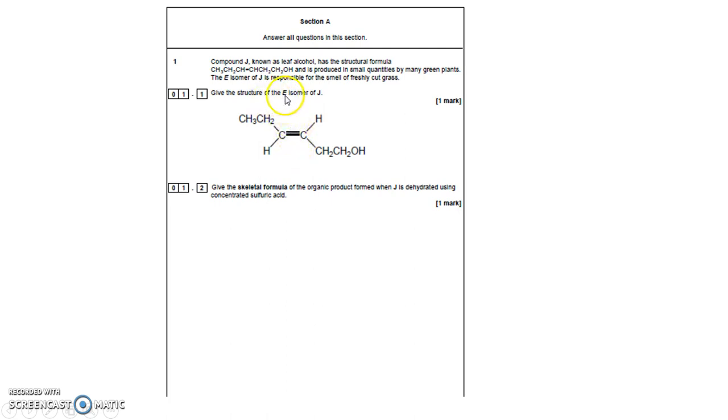So let's have a look at why we're saying this is the E isomer. What do we do? We look to the left of the double bond and we look to this carbon and we trace along to see what it's bonded to. It's bonded down here to an H. Up here it's actually bonded to that C.